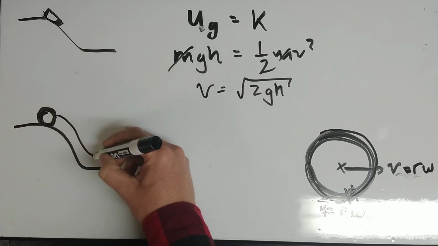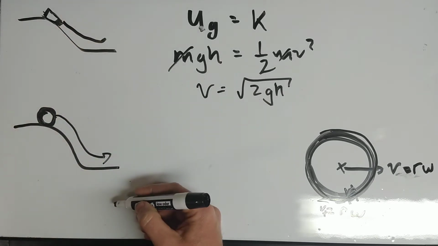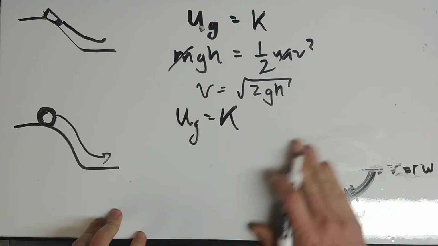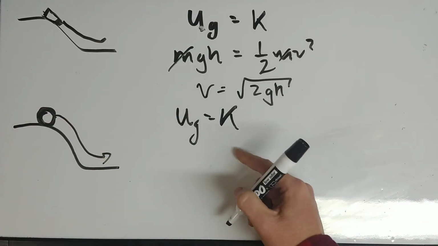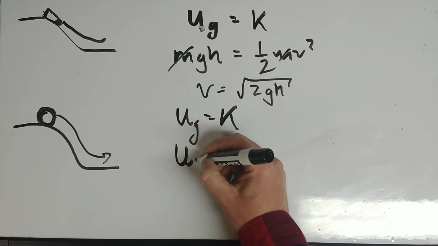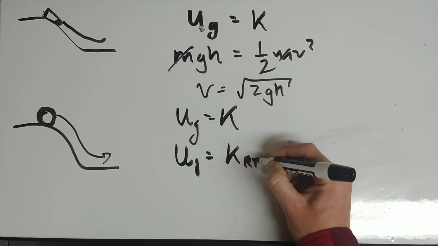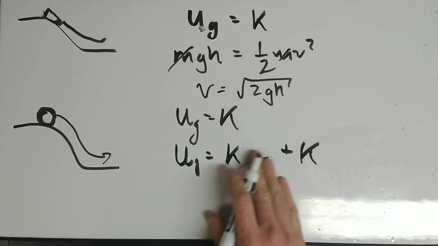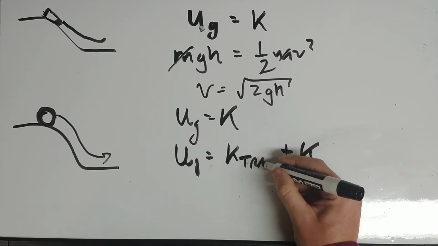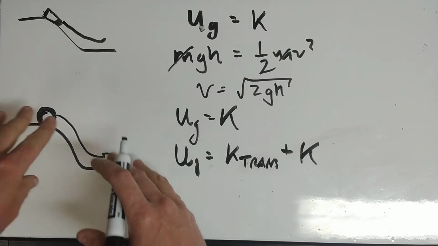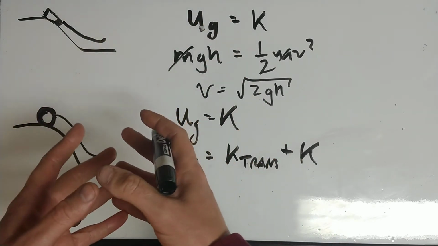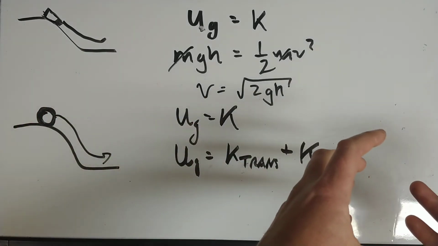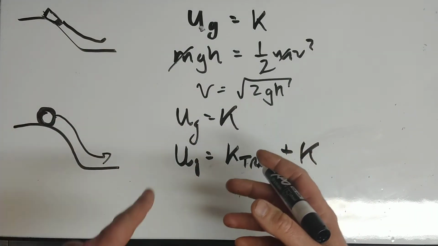So when something rolls down a hill and achieves some velocity at the bottom, it's still going from Ug into kinetic. However, the kinetic energy has two components now, right? It has the rotational component and the translational. I usually write the translational first. I don't know why I just wrote rotational first. The translational is the component of the overall motion of all of the mass. It's the center of mass motion. So a portion of the energy is going into the overall translational motion, and a portion of it is going into the rotational motion.